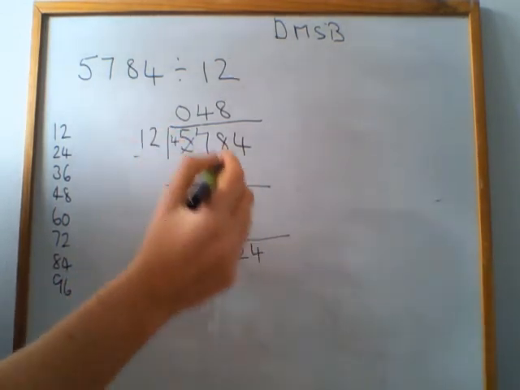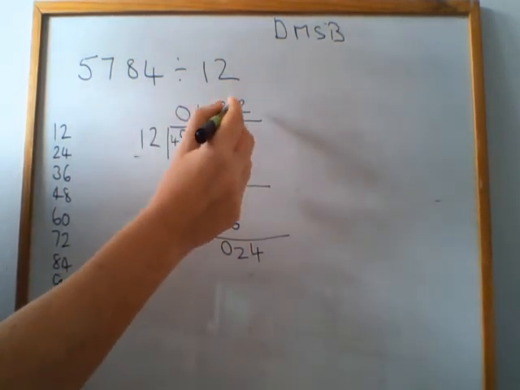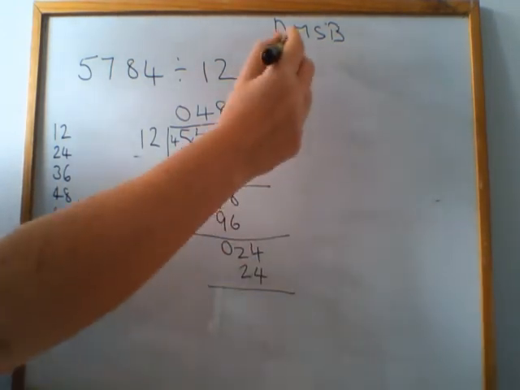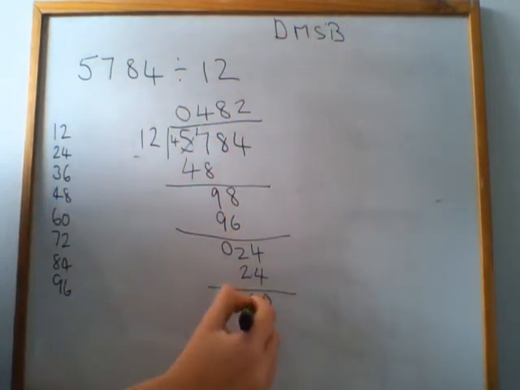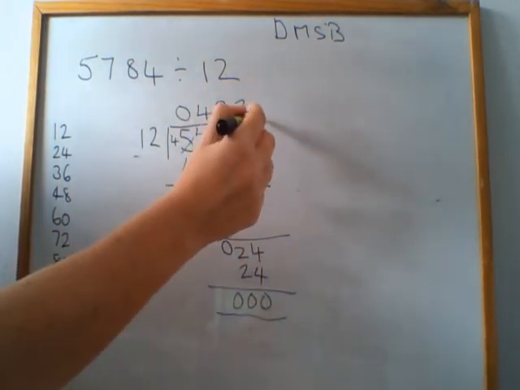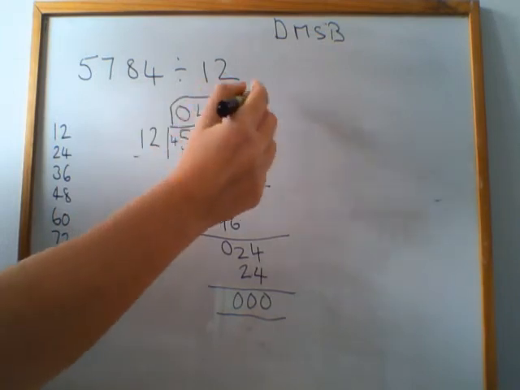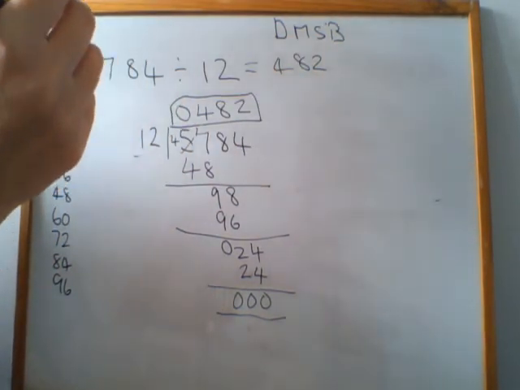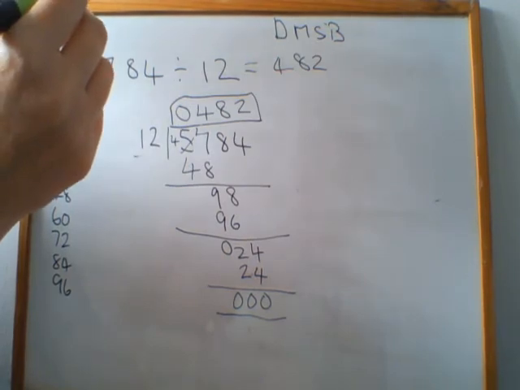12 into 24 is 2. Multiply, 2 times 12 is 24. I've multiplied, now I subtract. I end up with 0. I know I've come to the end of my calculation, so my answer is 482. 5784 divided by 12 is 482.